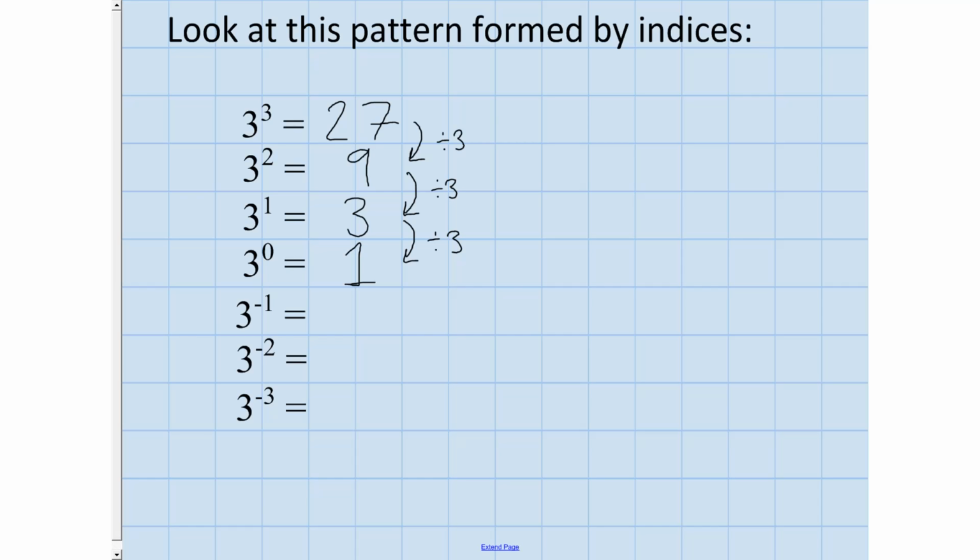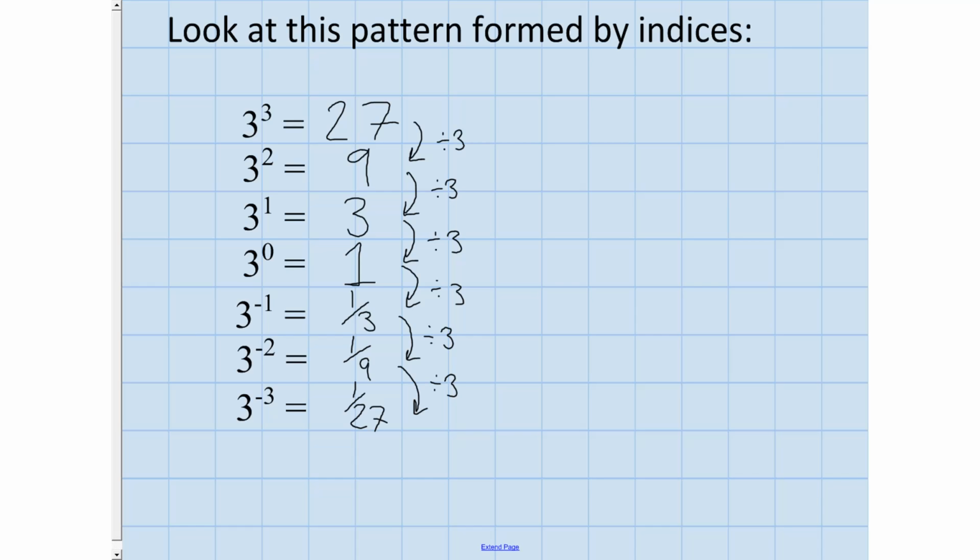But what about 3 to the power of minus 1? Well, let's keep going. Let's divide by 3 again. 1 divided by 3, I'm going to write this as a fraction. It's 1 over 3. What about 3 to the minus 2? Let's keep going again. Divide it by 3. If you divide a third by 3, imagine having a cake split into 3, and each of those thirds you split into 3 again, we're going to get a ninth. And one more to get to 3 to the minus 3, divided by 3 again, it's a 27th.